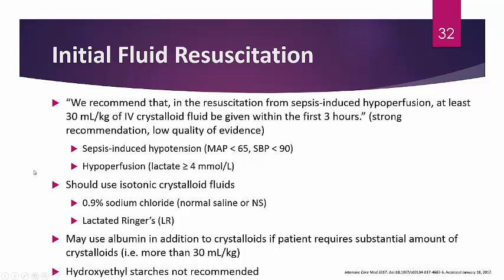For this recommendation, you should only use isotonic crystalloid fluids, so NS or LR, which is very similar to what we talked about in terms of treating hypovolemic shock. You may also use albumin in addition to crystalloid if the patient requires a substantial amount of crystalloid, so more than the 30 mL per kg traditional amount. And hydroxyethyl starches, as we mentioned in hypovolemic shock, are not recommended due to their adverse effect profile and compared to albumin.